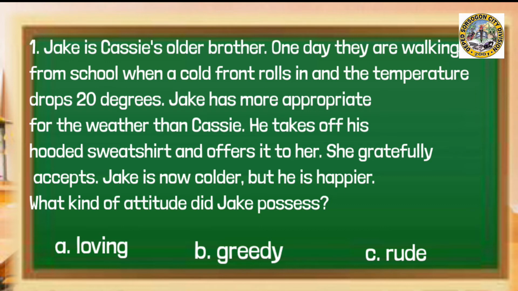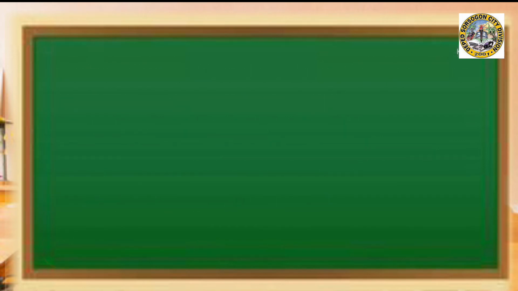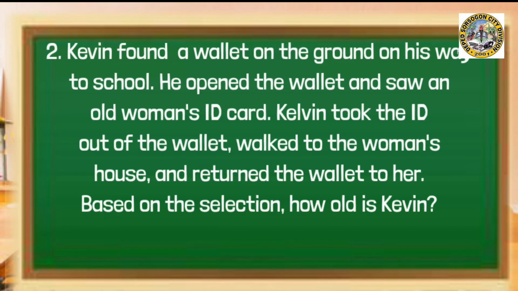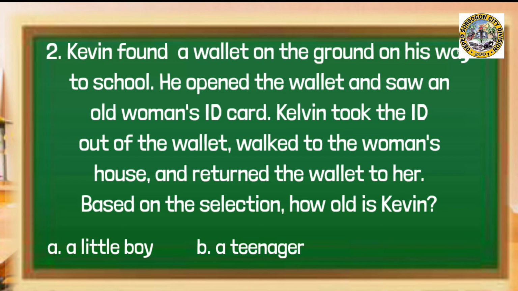Well done, kids. Let's check. Number 1, A. Number 2. Kelvin found a wallet on the ground on his way to school. He opened up the wallet and saw an old woman's ID card. Kelvin took the ID out of the wallet, walked to the woman's house, and returned the wallet to her. Based on the selection, how old is Kelvin? Letter A, a little boy. Letter B, a teenager. And letter C, an old man.